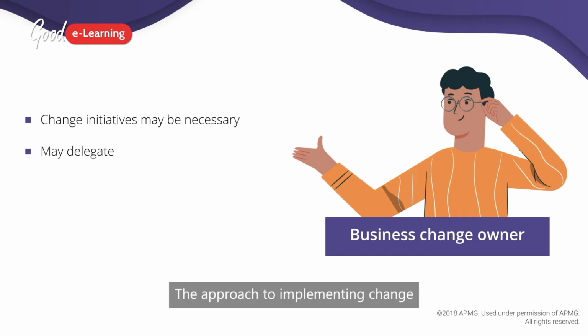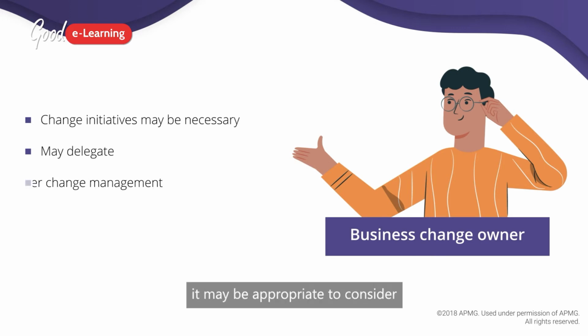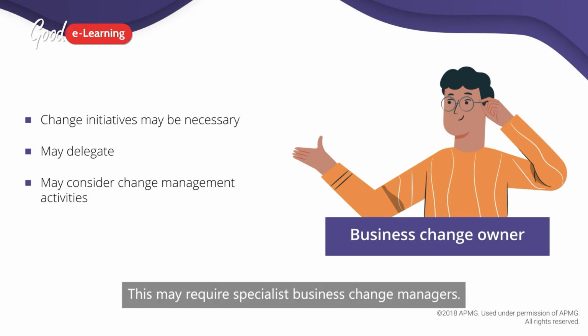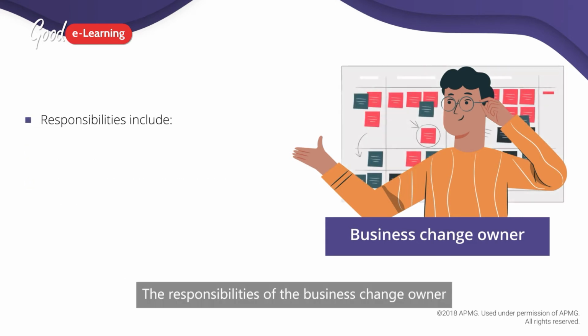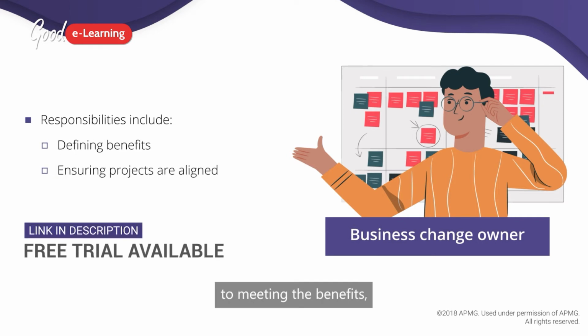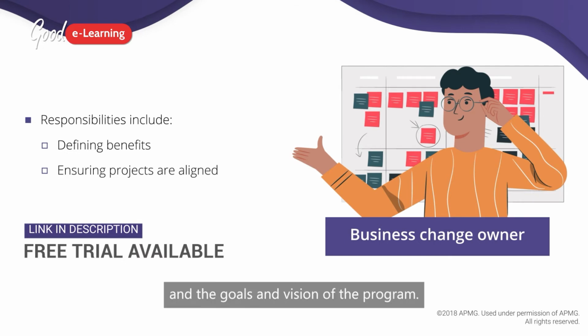The approach to implementing change in the business needs to be considered. While this remains the responsibility of the business change owners in the program, it may be appropriate to consider specific change management activities. This may require specialist business change managers. The responsibilities of the business change owner include defining the benefits of the area of responsibility and ensuring that projects are aligned to meeting the benefits and the goals and vision of the program.